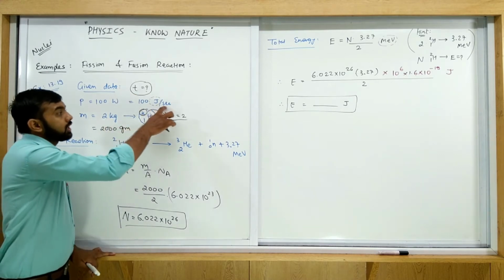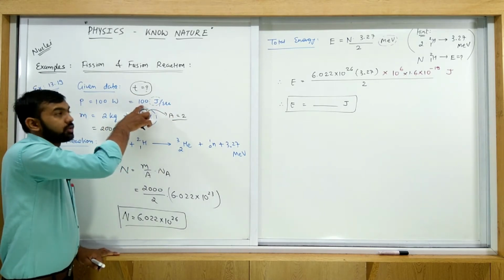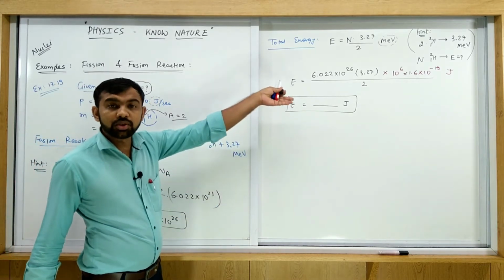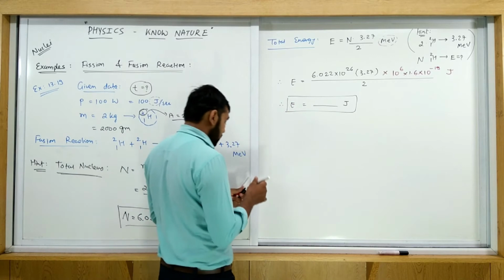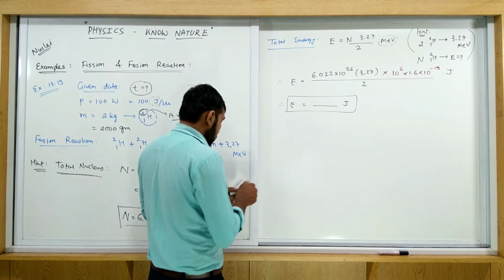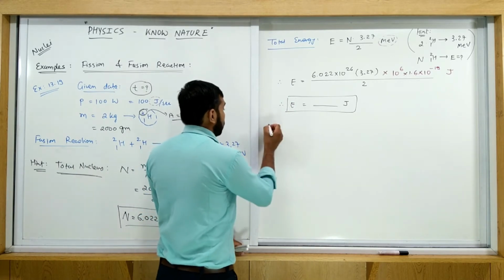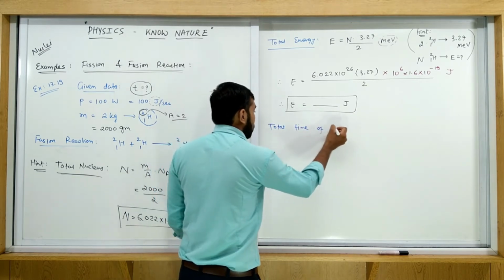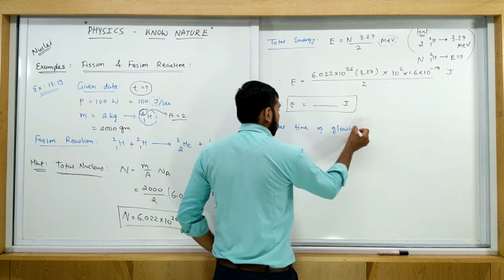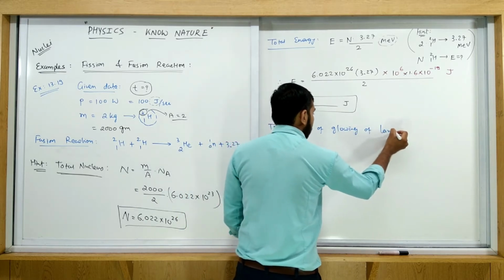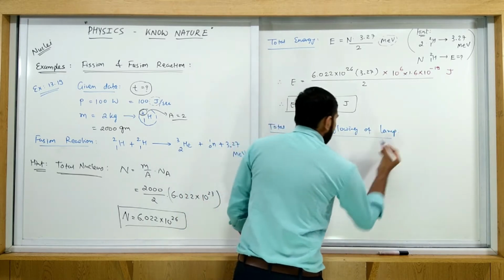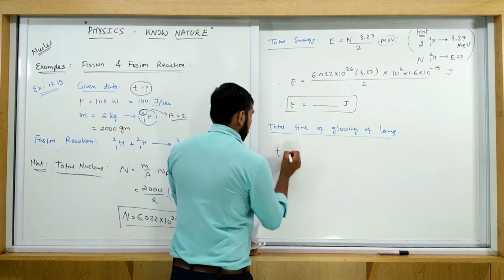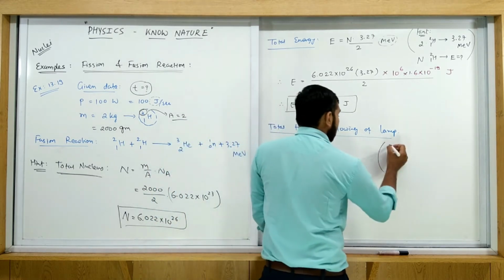For 1 second of glowing of this bulb, how much energy is required? 100 joule. How much do you have? E joule. So write down the total time required, the total time of glowing of the lamp. So what is the total time?